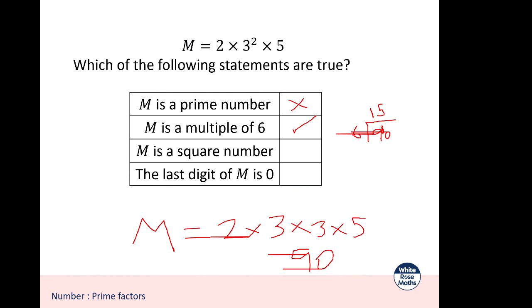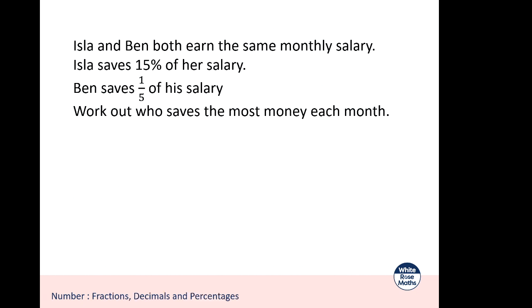Yep, Chintan Nanji says no, so you are exactly right. It's not a square number, because the square root of 90 is not a whole number, and you can check on your calculator if you're not sure. The last digit of m is 0. Well, that's plain and simple, so that is right. So, cross, tick, cross, tick.